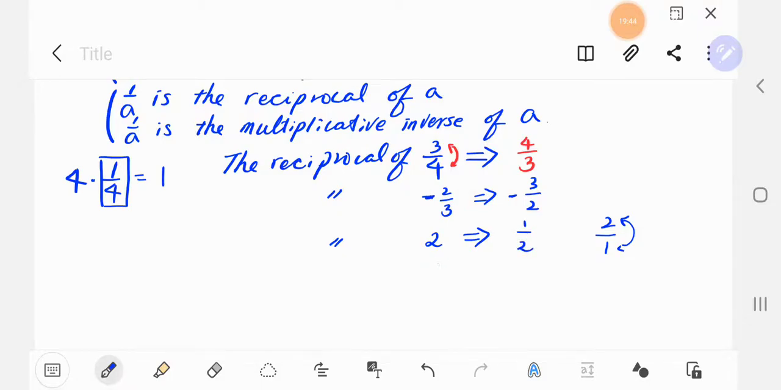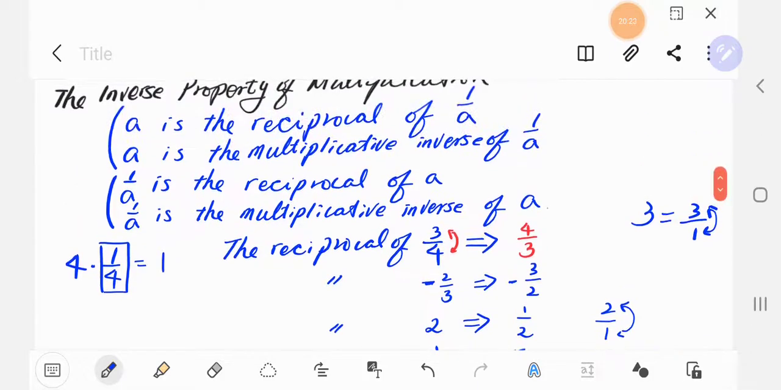How about the reciprocal of 1/5? Then definitely, switch these two, then it will be 5/1, which is 5, right? We usually don't write 5 over 1. So if the denominator is 1, then just get rid of the denominator 1. And if a number is just an integer like 3, then actually this one is 3 over 1, right? So the reciprocal will be 1 over 3.